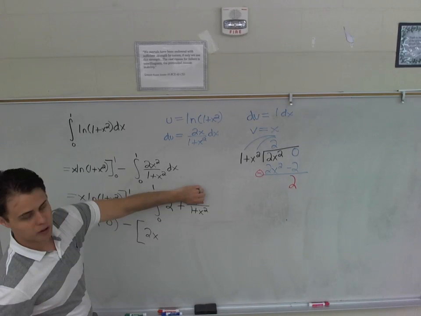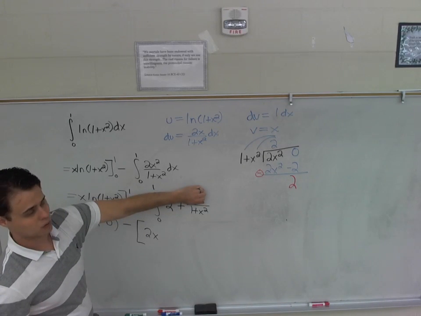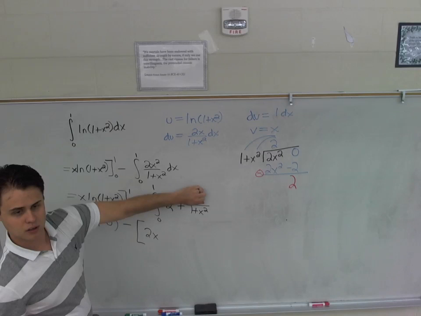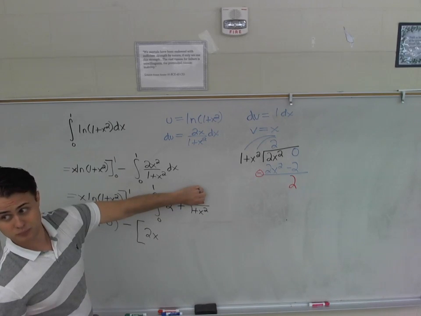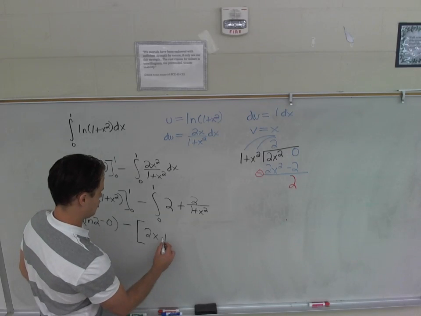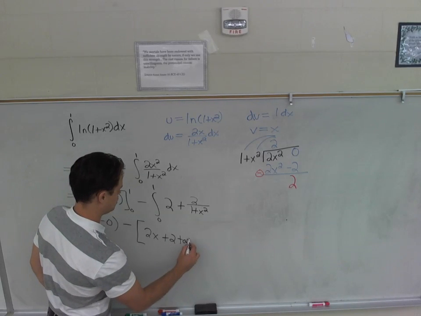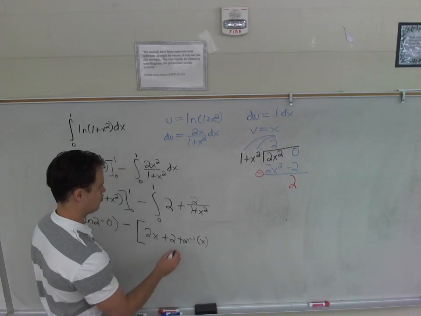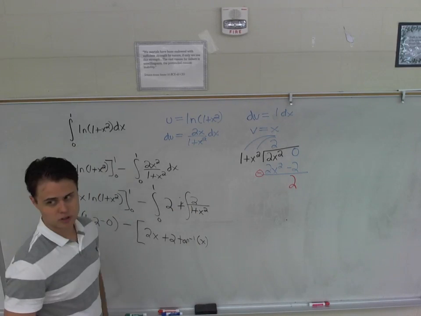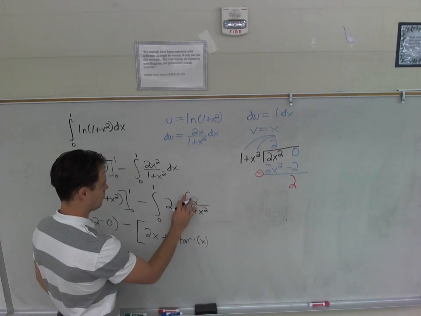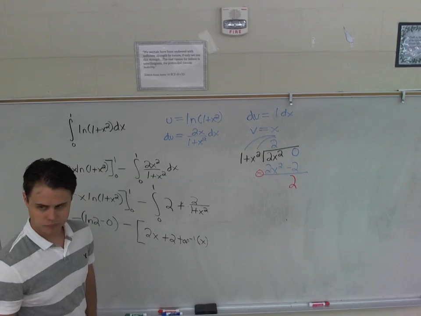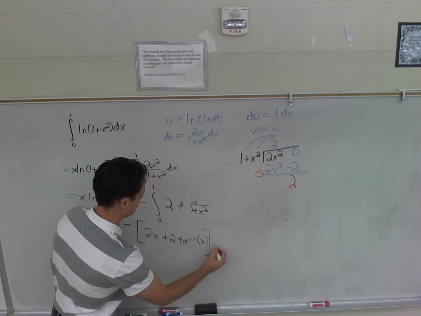Imagine this was just a 1. What is that? Arctangent. So this is 2 arctangent of x. Yeah, if you had this right here and you pulled the 2 in front, it'd be arctangent. Okay? Then we got to evaluate that.